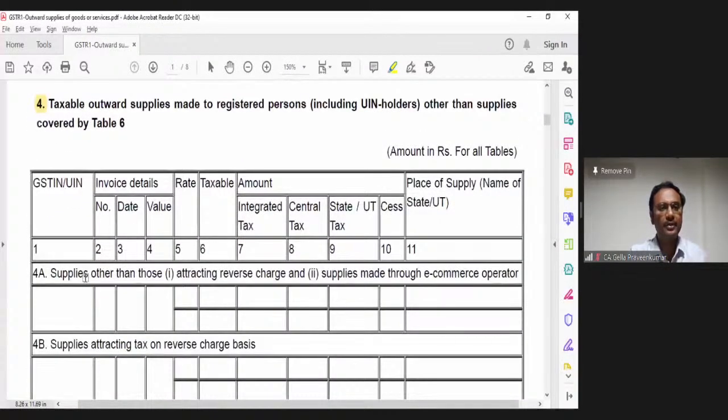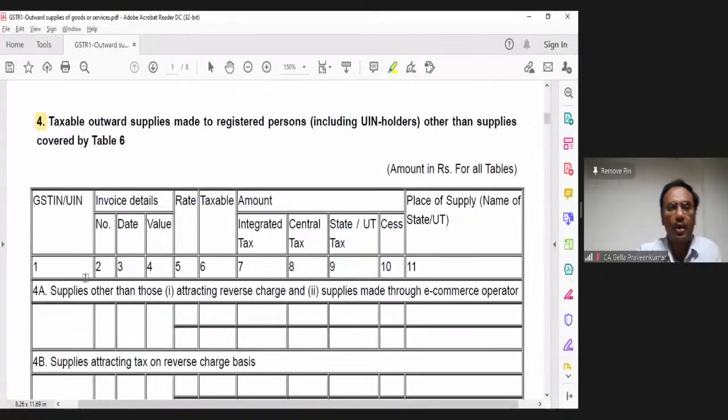Now, first and foremost, details of outward supply made to registered persons. This I call B2B. This particular information I call B2B supplies. This table captures my details of B2B supplies.